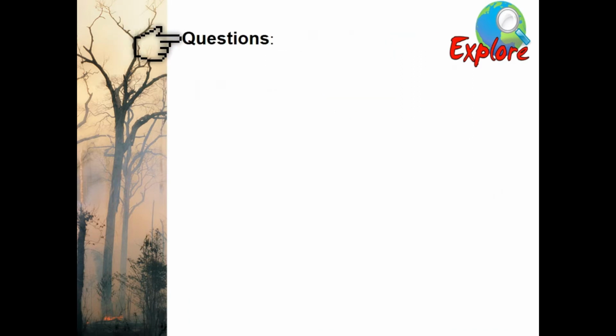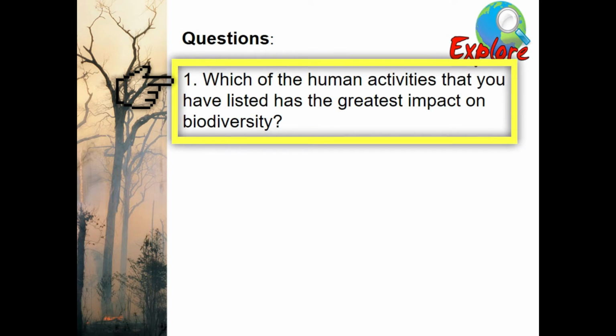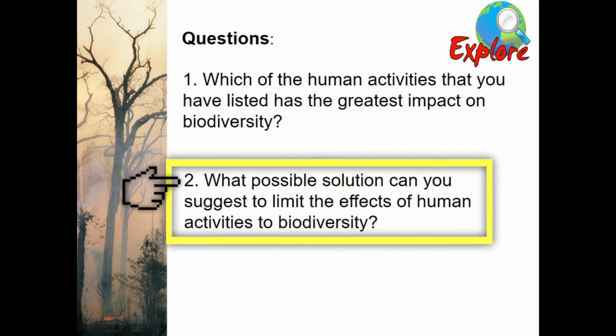For the questions. Number 1. Which of the human activities that you have listed has the greatest impact on biodiversity? Number 2, what possible solution can you suggest to limit the effects of human activities to biodiversity?